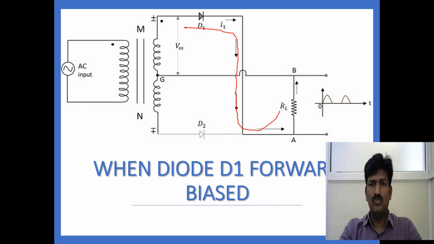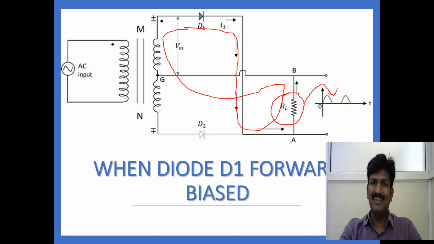The current flows like this, so you get some voltage drop across the load resistor, which represents the wave like this. It means when the input signal is in the positive half cycle, diode 1 conducts. Resultantly we have a closed loop including the load resistor, so there is some current through that loop, that is I1. I1 passes through the load resistor, and resultantly you get the output voltage corresponding to the positive half cycle.